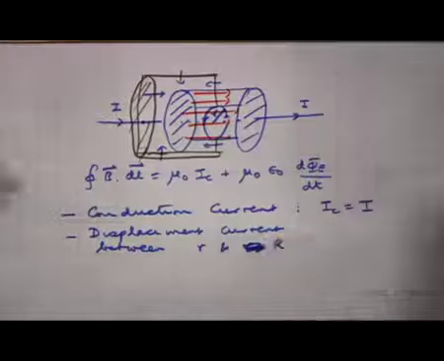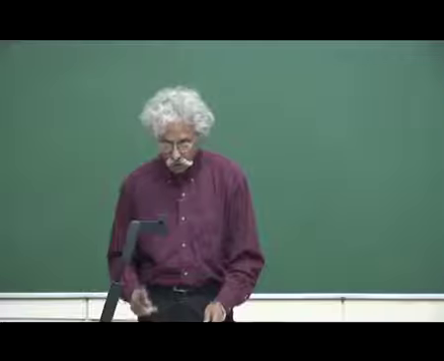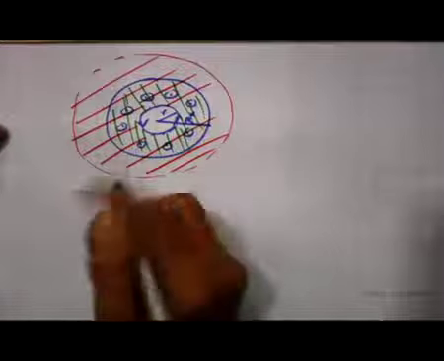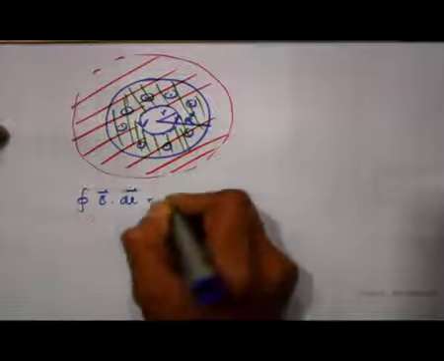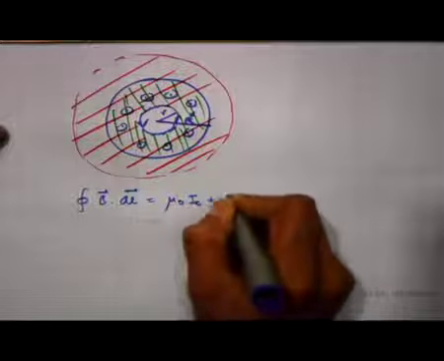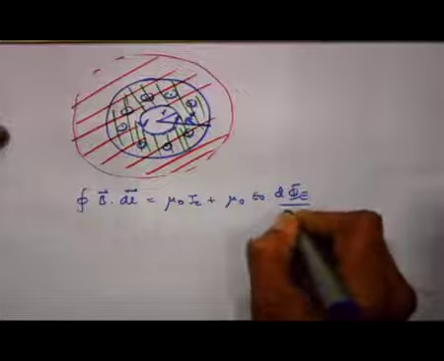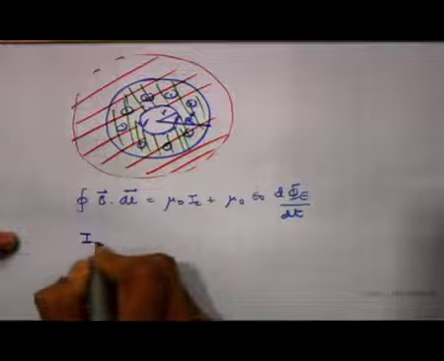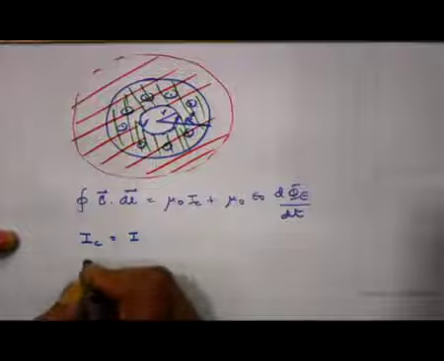Now, there is a conduction current entering from here, and there is a displacement current that is passing through the surface between the radius small r and capital R. So, I have to consider both currents in this equation, B dot dl, again let me write, is equal to mu naught I conduction plus mu naught epsilon naught d phi E by dt. I must consider both of them. So, for this surface I c is equal to I, and I must calculate the displacement current I d.